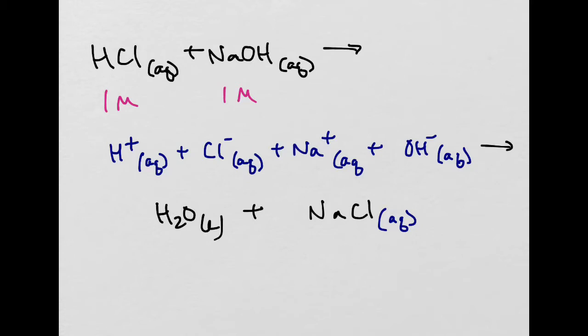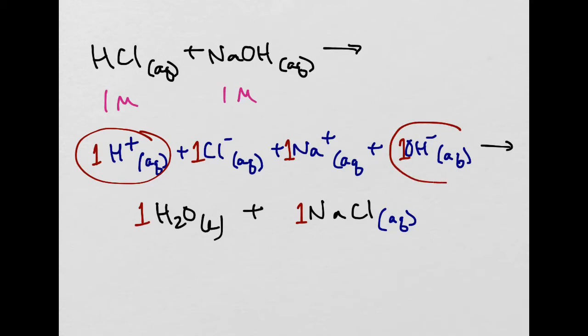What's very important for you to understand here is if I have 1 molar solutions of each one of these things, that it's essentially like me putting a 1 in front of each one of these, right? And so that means I have exactly 1 mole of hydrogen ions, or protons, combining with 1 mole of the hydroxide ions to form 1 mole of water.